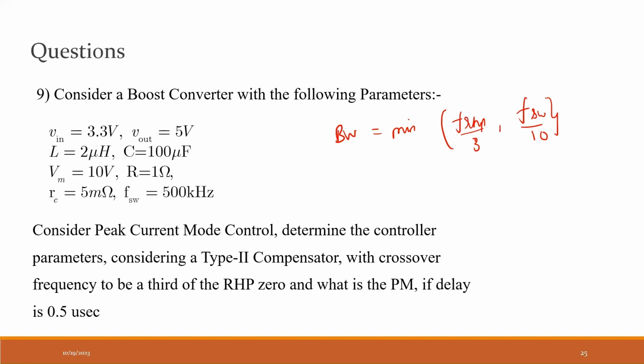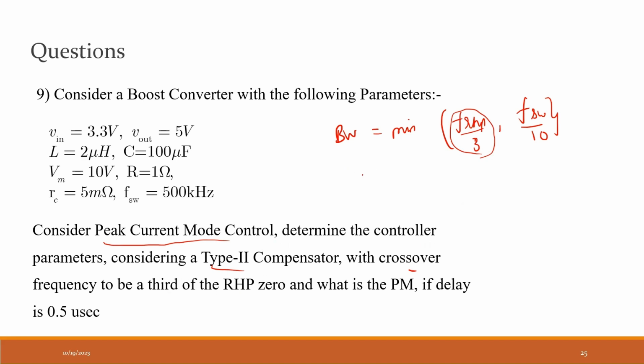Now how will you proceed? They have told you must use peak current mode control. You must make a controller, you must consider a type 2 compensator, and you must take the crossover frequency, that is your bandwidth frequency, as a third of the RHP zero, f RHP by 3. So that we have to do.